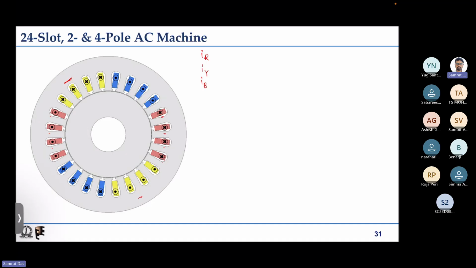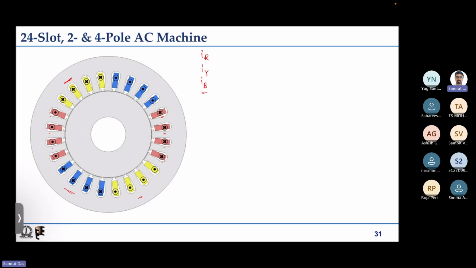So if IB is positive, then these ones will be cross and these ones will be dot. Let us take one instant. First let us understand what happens at an instant. So omega t equal to, for simplicity, let us say 90 degree, and if all the currents are 10 sine omega t and phase shifted versions of that, then IR will be 10 ampere, IY will be minus 5 ampere, and IB will be minus 5 ampere.